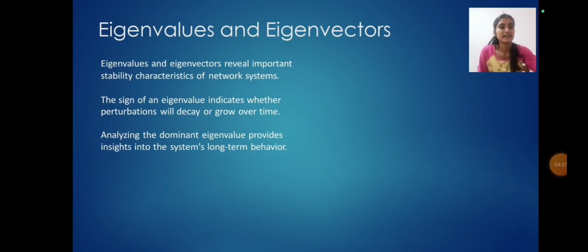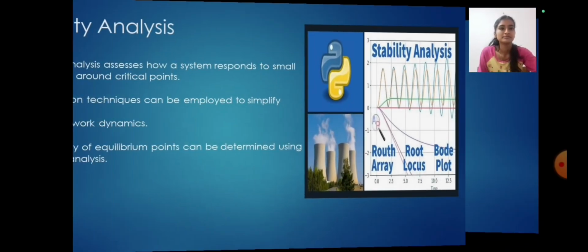Given a square matrix A, if there exists a scalar lambda and a non-zero matrix X, such that AX equals lambda X, then lambda is an eigenvalue and X is an eigenvector. If the eigenvalues are real and repeated, the critical point is either a star or an improper node.